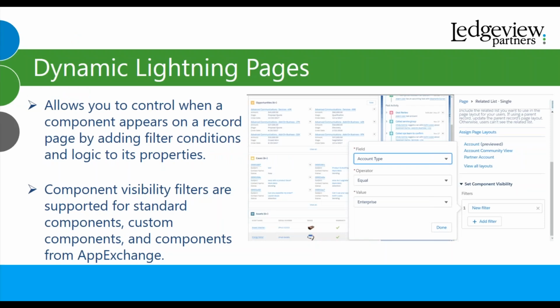So the first item there is that now you can control on a lightning page the visibility of certain lightning components. As an example, you could have this field here, the account type. If it equals enterprise, you could hide or display that specific component on a page. So it makes it a little more personalized versus having separate page layouts. So on that individual page, you can dynamically hide and display certain components.